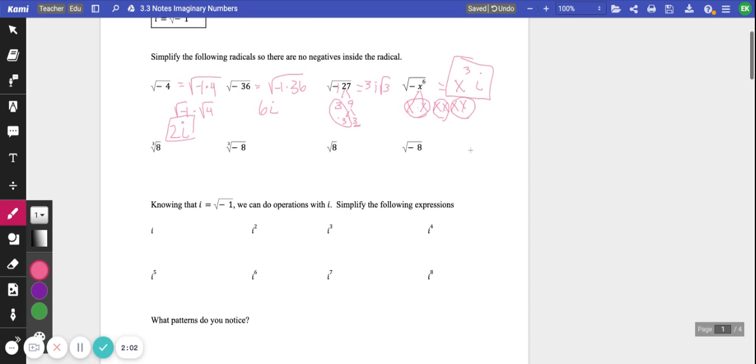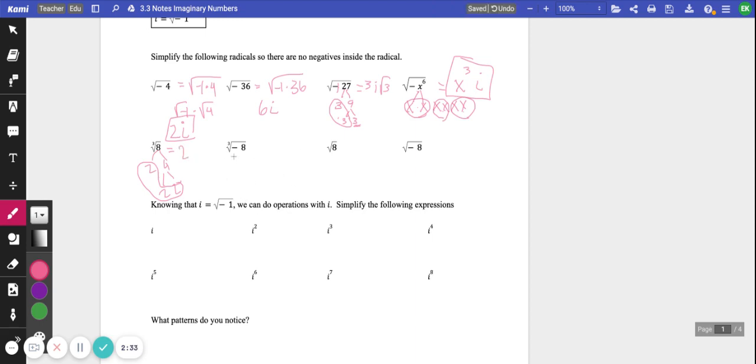Okay, let's look over at the cube root. So for square roots, I was looking for pairs of numbers that multiply to 4 or 36. And here for cube root, look for 3 sets of numbers that multiply. So let's write the factors of 8 down. So I know that 8 is 2 times 4, and 4 is 2 times 2. So here I have 3 numbers that are being multiplied together that can come out of my radical. So the cube root of 8 equals 2.